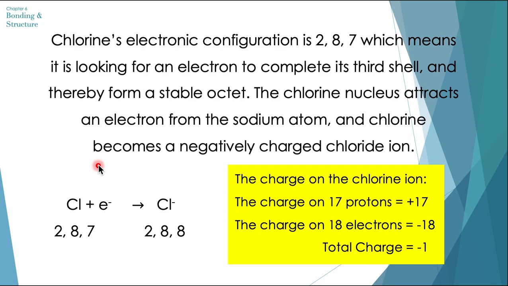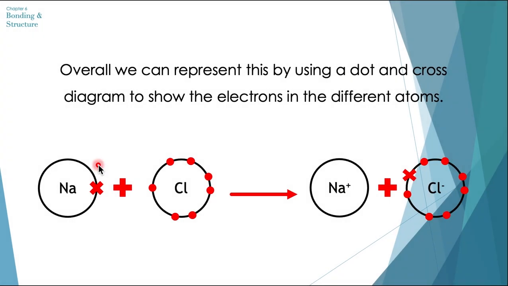Simple. So overall, we can represent this by using a dot and cross diagram to show the electrons in the different atoms. So here we have a sodium atom and a chlorine atom. One atom's electrons are shown by crosses and the other atom's electrons are shown by dots. That is why it's called a dot and cross diagram, okay? So chlorine has 7 electrons, so they are highlighted like this. And sodium has 1 extra electron, that is why it is highlighted. So when the two add up together, this is what happens. The sodium loses this cross to the chlorine and the chlorine gets a full outermost shell. So sodium is left with a positive charge and the chlorine becomes negatively charged, like this, okay?